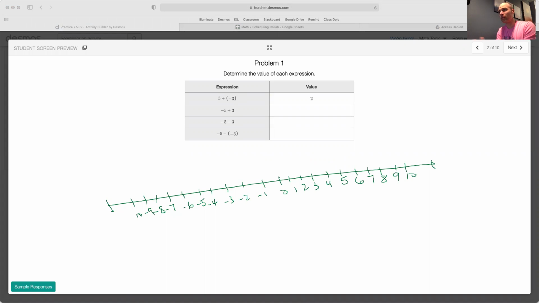All right, so the next one is -5 plus 3. So I'm going to start at -5. Actually, you know what's even better?